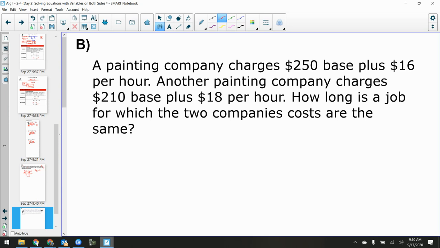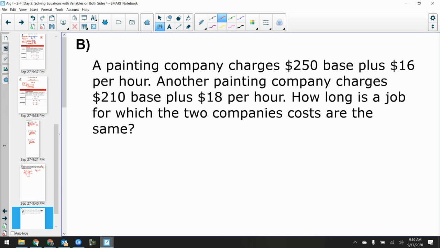Usually it's a base price amount to come out and then an additional amount per hour, like electricians and plumbers, and they all work on the same type of thing. It's a price to come out and then an hourly price that you'll have to pay them for however long the work takes. So if you've got a couple different quotes, you want to figure out which one's going to be the best deal. If I think this job is going to take like 5 hours or so, you set up an equation for it.